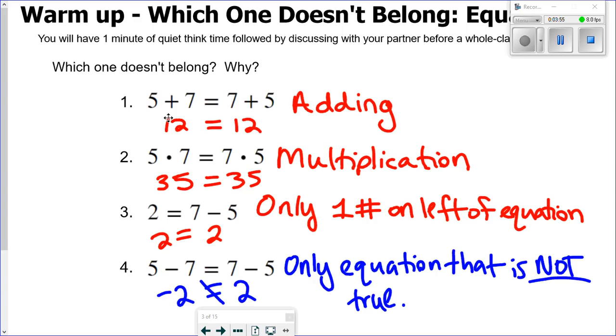At this time, if you don't have responses, add these into your notes. You may have different responses as to why you chose an equation that doesn't belong, but please go ahead and add these into your notes at this time. Once you are done, you can resume the video and move on to the next example.